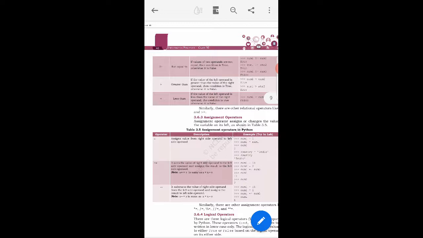Similarly, the minus equal to operator is there, which is exactly the vice versa of plus equal to. So these are some of the operators, arithmetic, relational and assignment operators, we have discussed. Logical operators we will discuss in the next session.